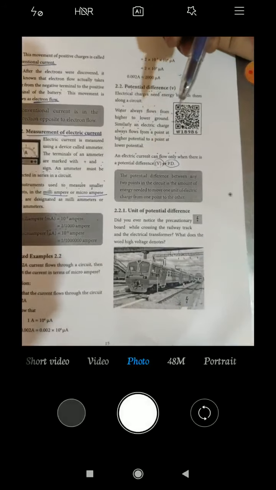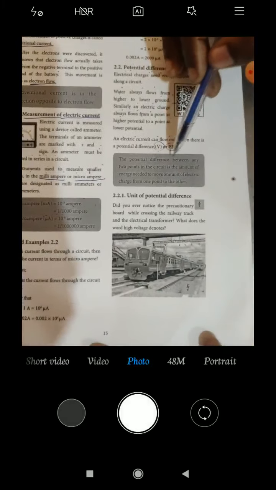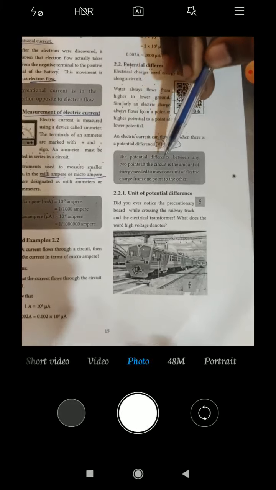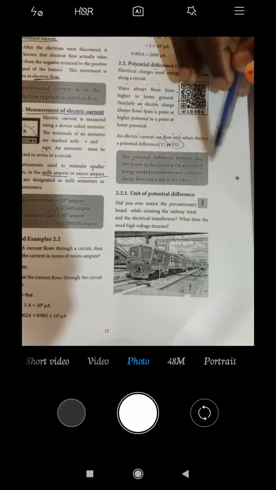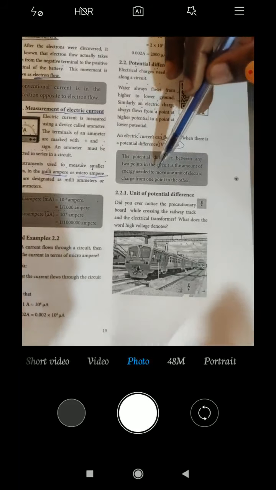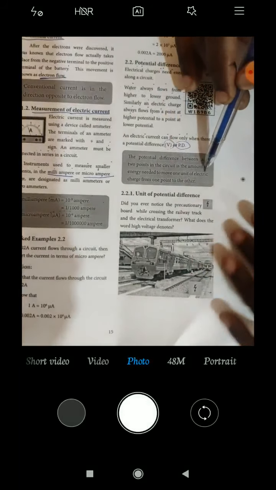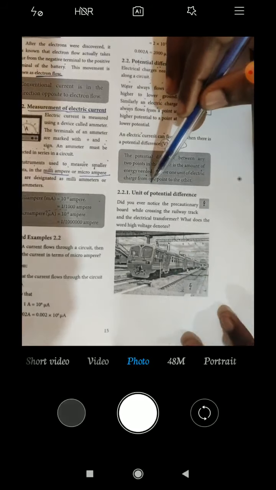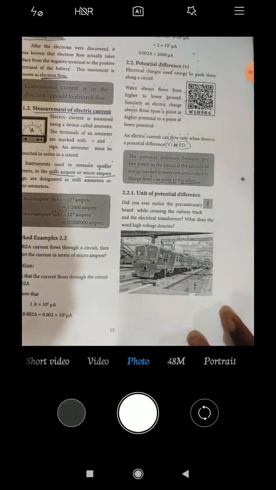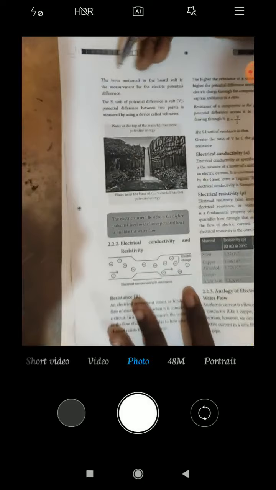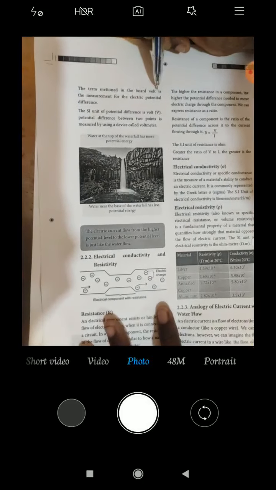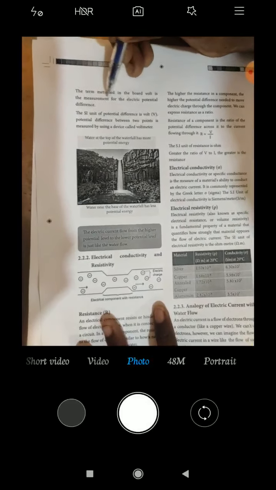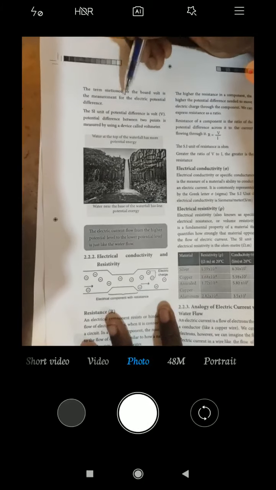Potential difference. The potential difference between any two points in the circuit is the amount of energy needed to move one unit of electric charge from one point to another. Okay, I understood. So this is potential difference. Next, the unit is the volt, which is the measurement for the electric potential difference.